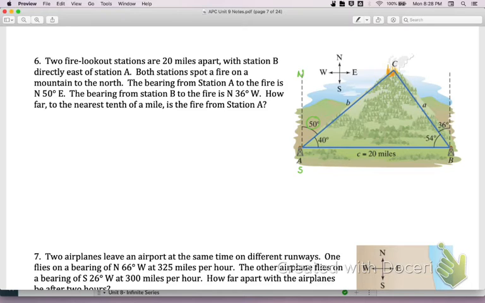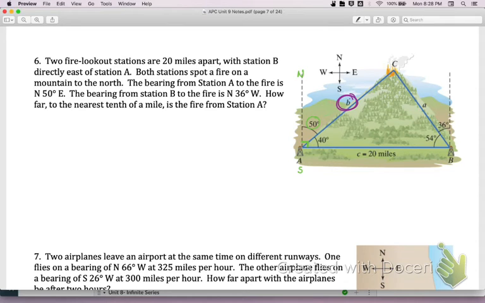Now, north-south is always perpendicular to east-west. So we know that that's a right angle, which is how we know that the other angle inside the triangle is 40 degrees. Then it gives us the bearing for station B, which again is labeled on the picture, and they found the complement for you. How far to the nearest tenth of a mile is the fire from station A? So we are trying to solve for B.